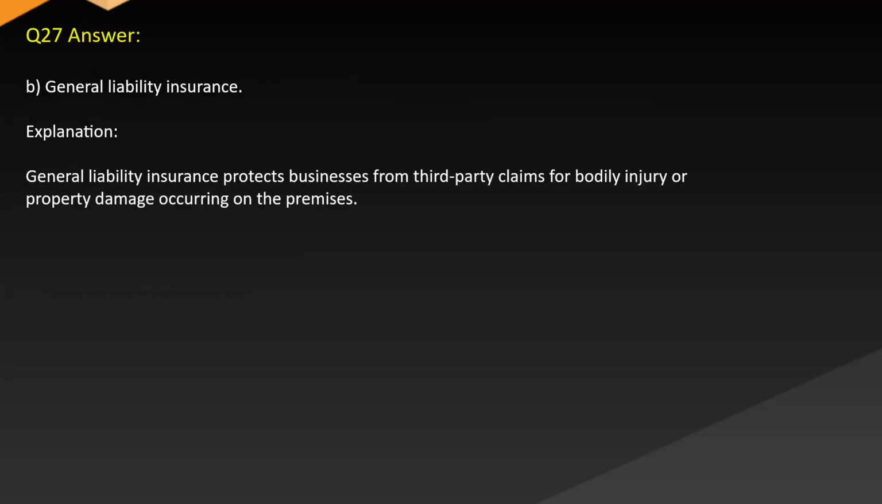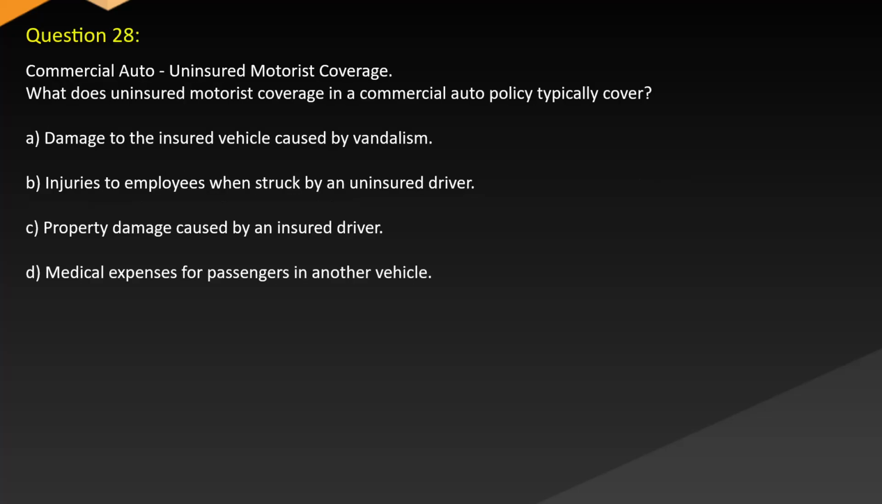Answer: B. General liability insurance. Explanation: general liability insurance protects businesses from third-party claims for bodily injury or property damage occurring on the premises. Question 28. Commercial auto. Uninsured motorist coverage.